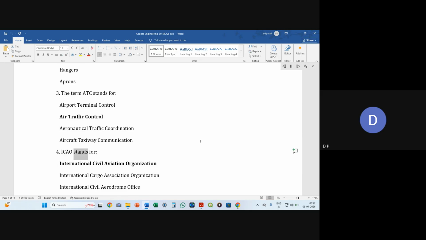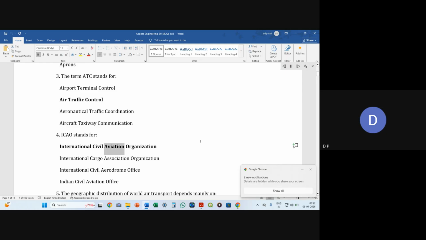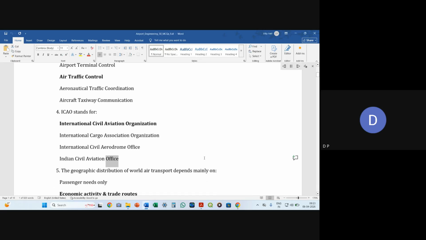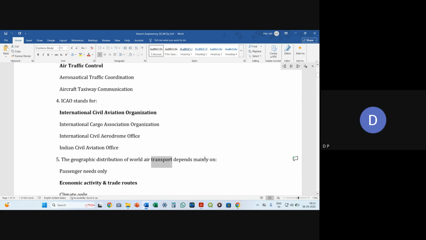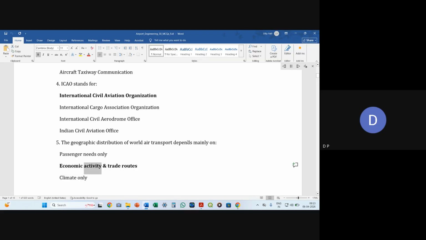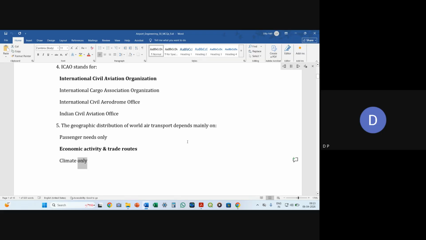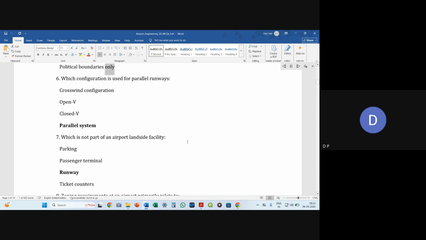4. ICAO stands for International Civil Aviation Organization, International Cargo Association Organization, International Civil Aerodrome Office, Indian Civil Aviation Office. 5. The geographic distribution of world air transport depends mainly on passenger needs only, economic activity and trade routes, climate only, political boundaries only. 6. Which configuration is used for parallel runways? Crosswind configuration, open V, closed V, parallel system.